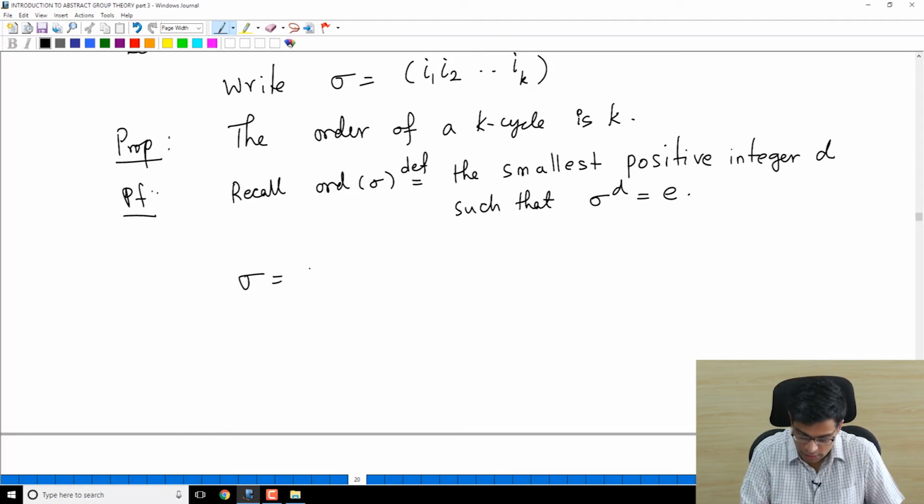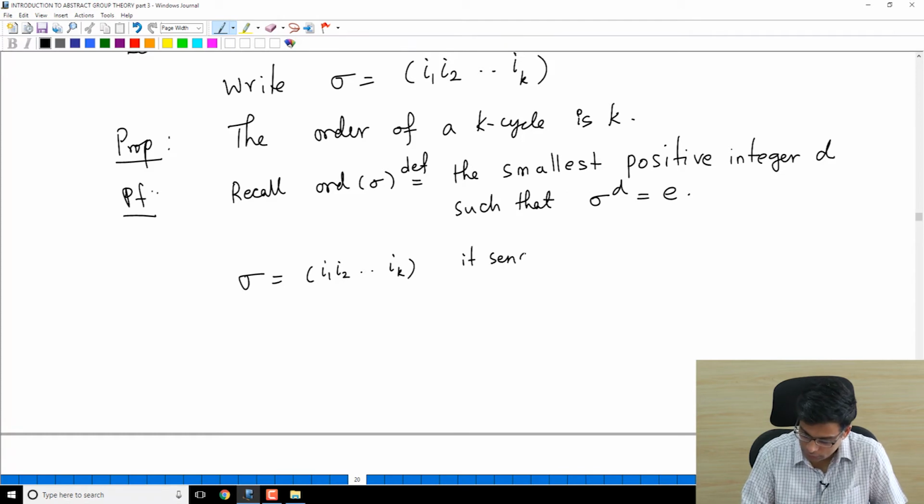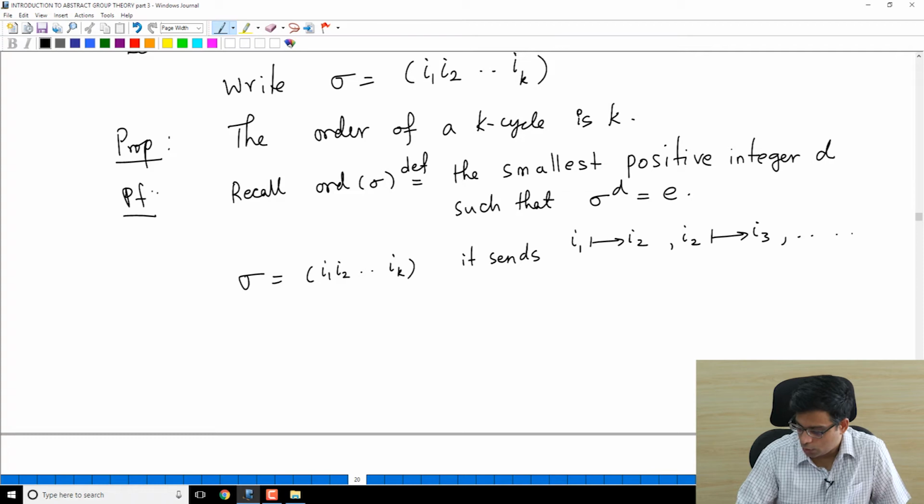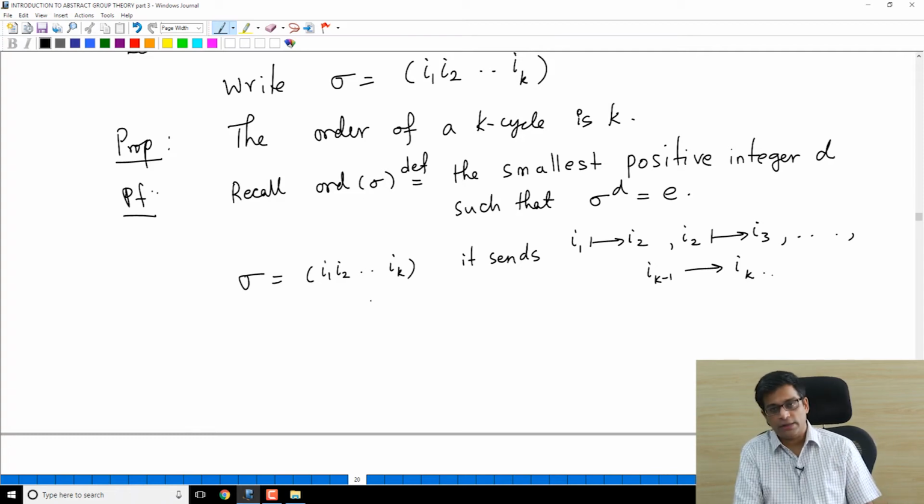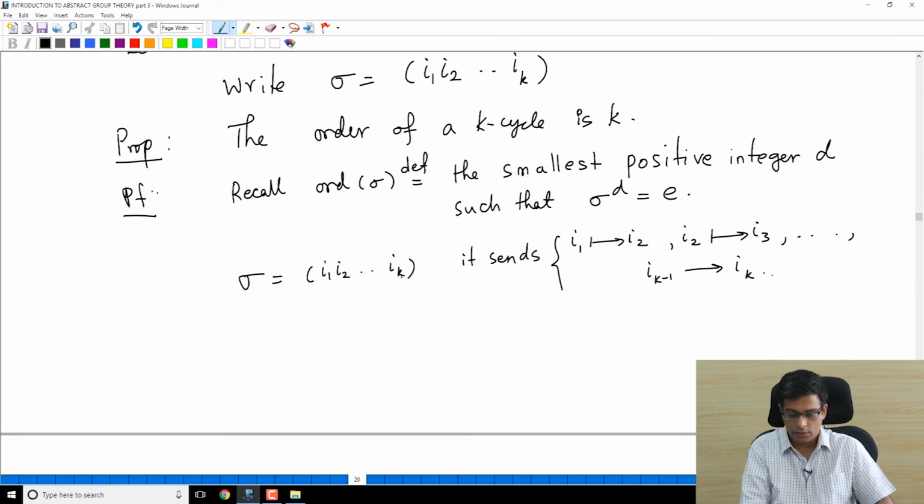So sigma is (i1 i2 ... ik), and recall what the meaning of this is. It sends i1 to i2, i2 to i3, and so on, finally i(k-1) to ik. And what happens to an index that's not inside i1 through ik? Nothing happens. It is fixed by sigma. If j is different from i1, i2, ..., ik, it sends j to j. So we don't need to worry about it. j goes to j for any j that's different from i1 through ik.